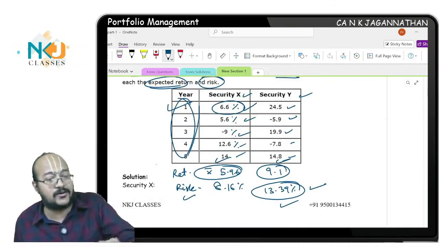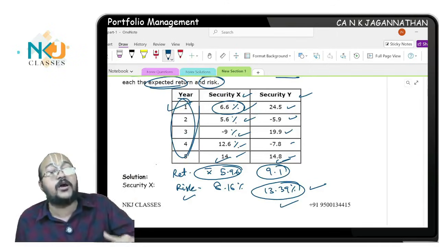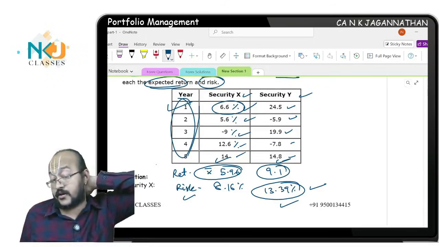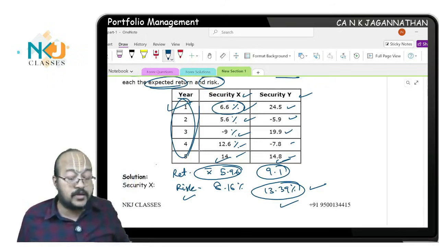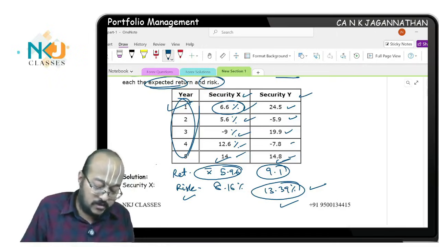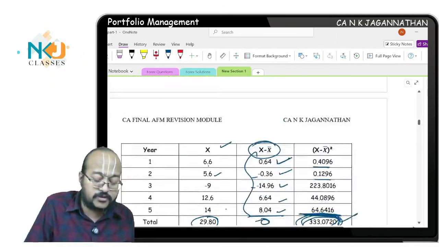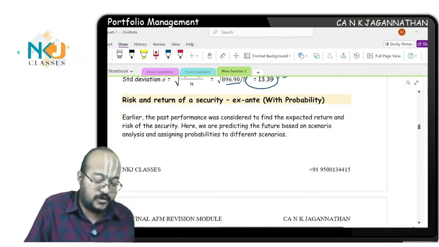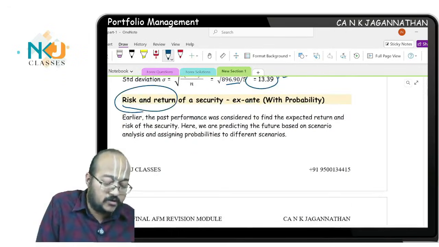Computing risk and return for individual securities where probabilities are not given, which means past data are given, and we need to analyze the mean. We need to analyze the mean return as well as the deviation from the mean. So this is how you compute individual securities risk and return when probability is not given. Shall we move on to the probability? Yeah. See, next, risk and return of the security.